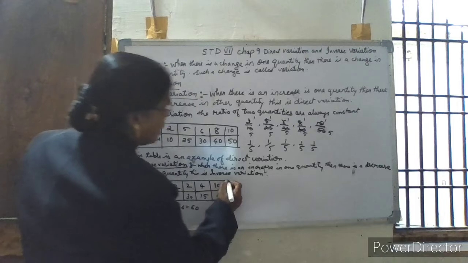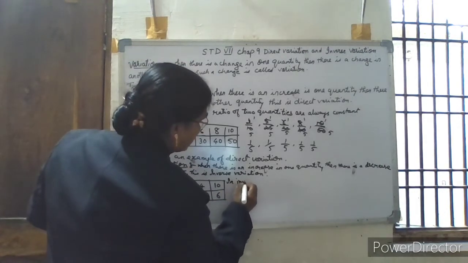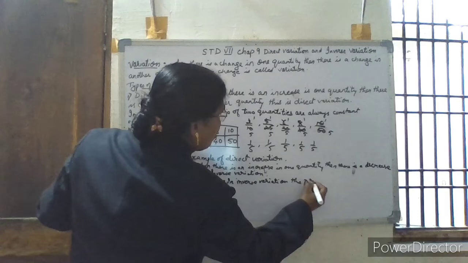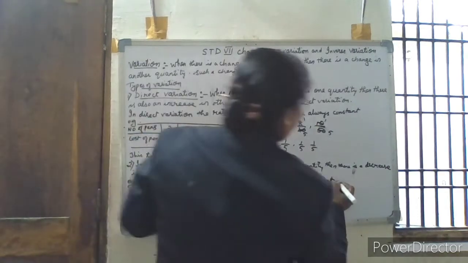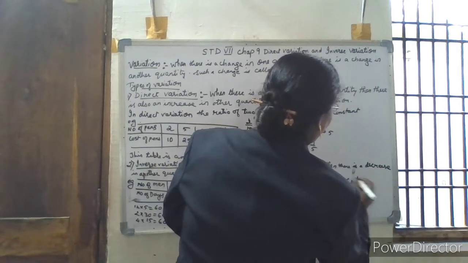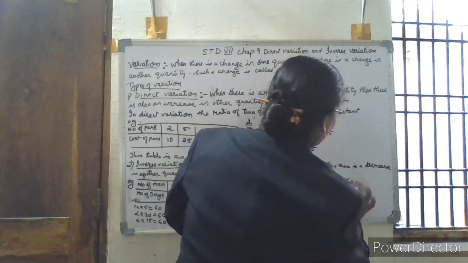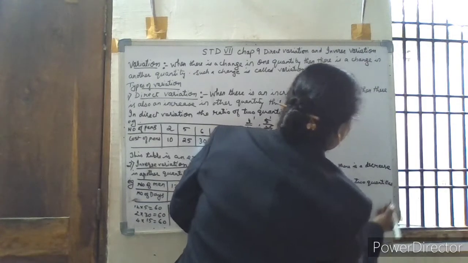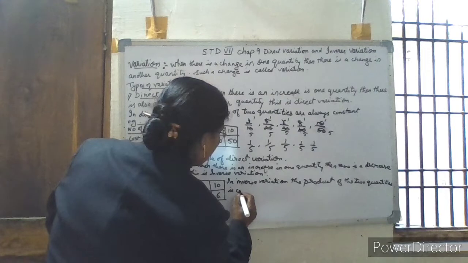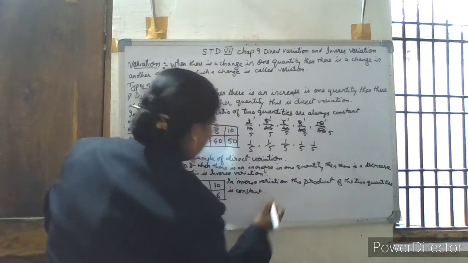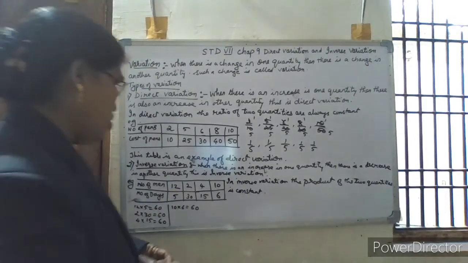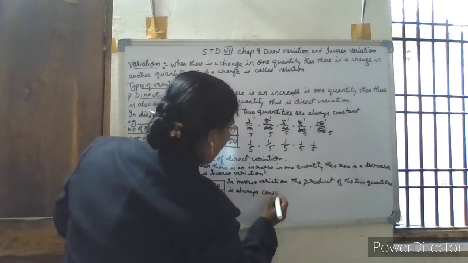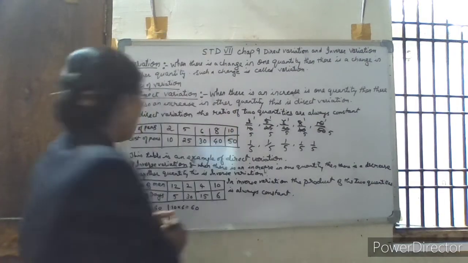So in inverse variation, the product of the two quantities is always constant. So this is about the inverse variation.